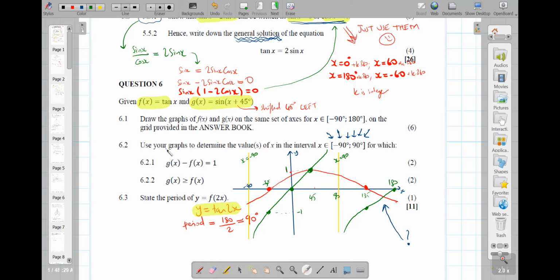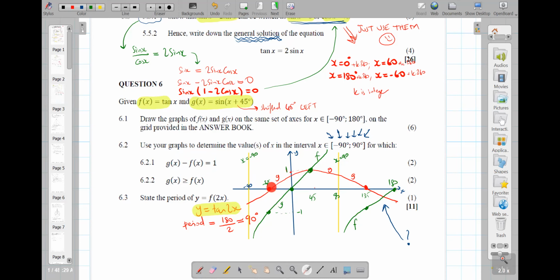Now, it says, use your graph, determine the values of x in the interval where g minus f is 1. So, you know, it means when g is 1 more than f. So which one is g? F is the tangent one, the green one. And then g is the red one, the sin x. F is the green one, so that's F. So what's happening? G is one more than F.